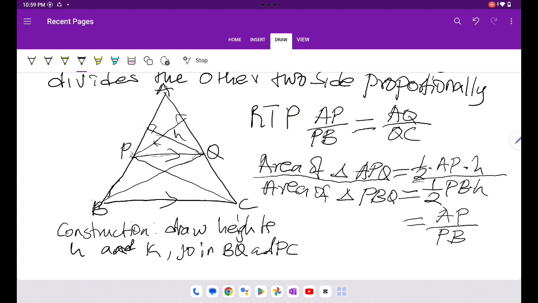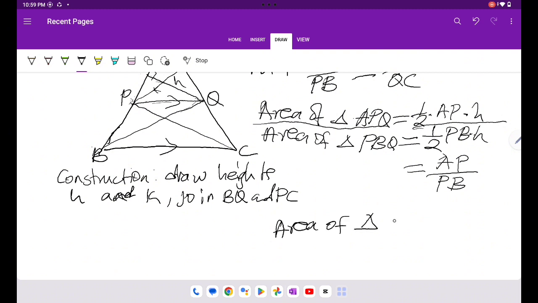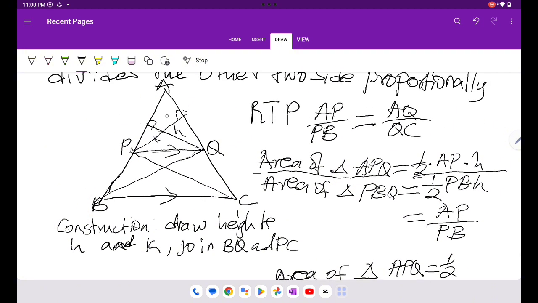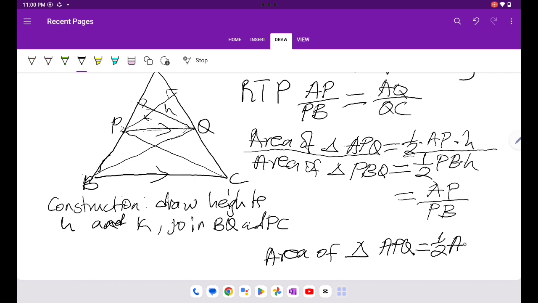We say now we calculate the area of the same triangle, APQ, sorry. So we will say the area of triangle APQ is half. Now we want the base as AQ, so the height will be K. So we'll have AQ times K. Right, now we continue.